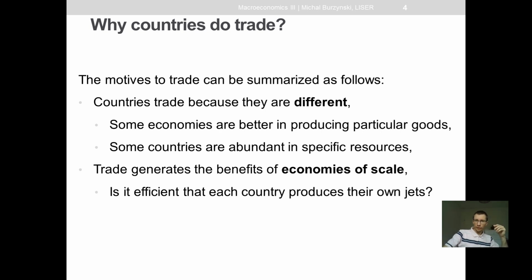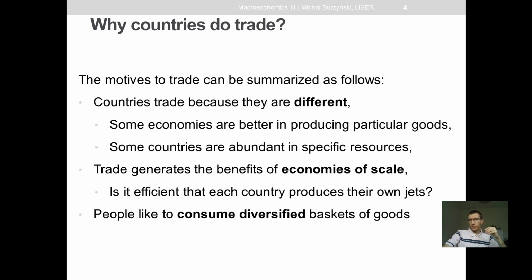And this is exactly the story of economies of scale. And there is also a third element of this general motivation why countries trade, that people like to consume diversified baskets of goods. That is why people have relatively different preferences, and it is very okay that we differ among each other in terms of what we like to eat, what we like to listen to, what we like to watch. Therefore, we generate demand for different types of goods. And this differential demand for different types of goods is also a motivation for international trade.